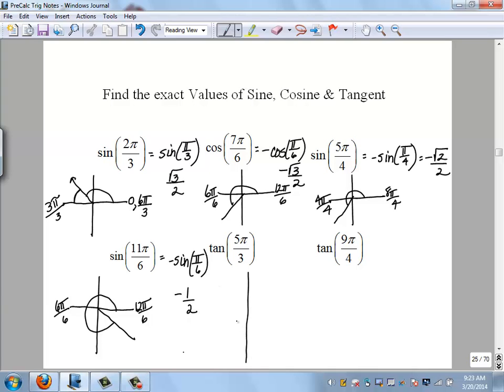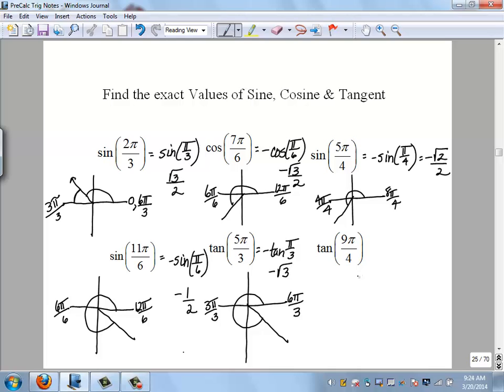Tangent of 5 pi over 3. 3 pi over 3, 6 pi over 3. 5 pi over 3 is way over here. I'm pi over 3 away. Tangent is negative in that quadrant. Pi over 3 is the same thing as saying 60. So it's negative radical 3.